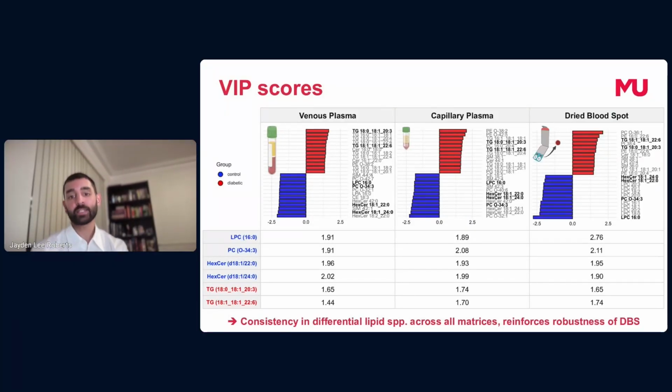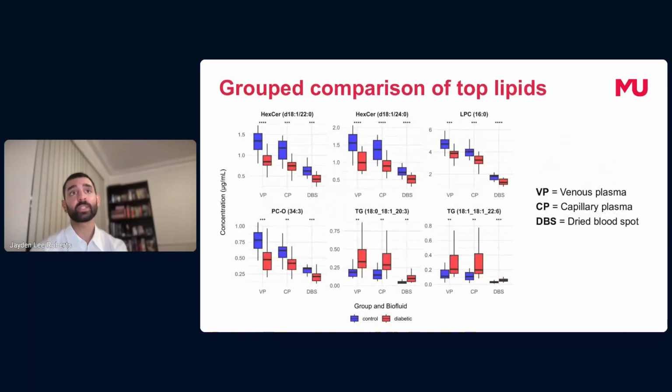When we had a look at their concentrations from the semi-quantitative workflow, these are shown here by sample type. As expected, our DBS samples show a lower concentration, which is to be expected given that it is a whole blood sample rather than a plasma sample. But importantly, they still reveal significant differences between the control and the diabetic group, showing the ability to retain biologically relevant lipids for stratifying diabetic and control phenotypes.